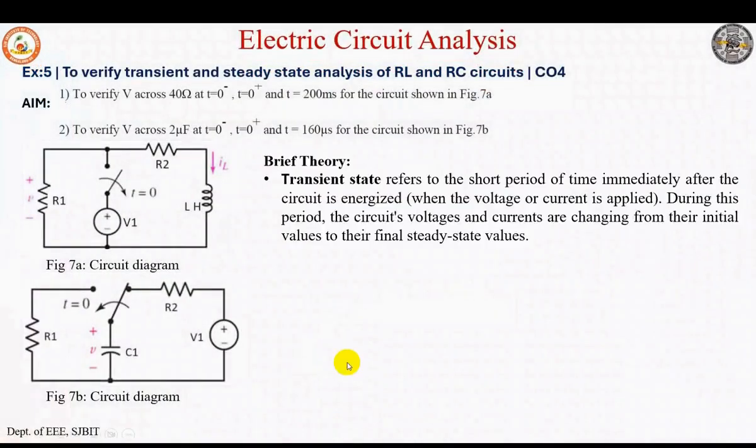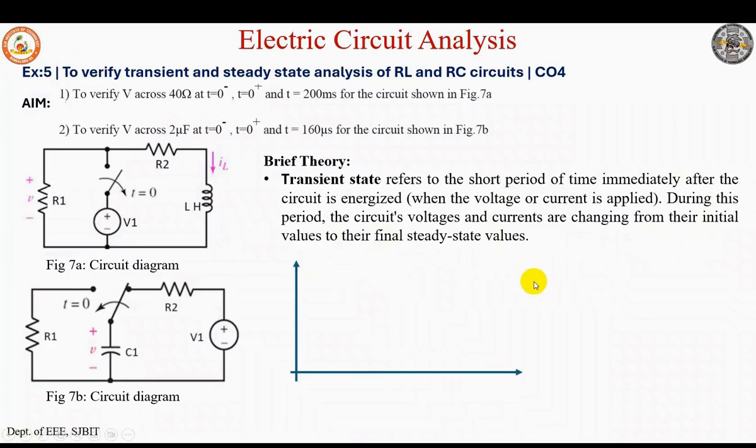So transient state refers to the short period of time immediately after the circuit is energized, either by the applied current or voltage. During this period, the circuit's voltage and currents are changing, that is, across capacitance and through inductance, from their initial values to their final steady state values.